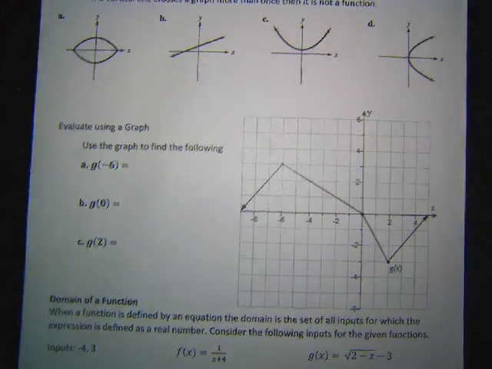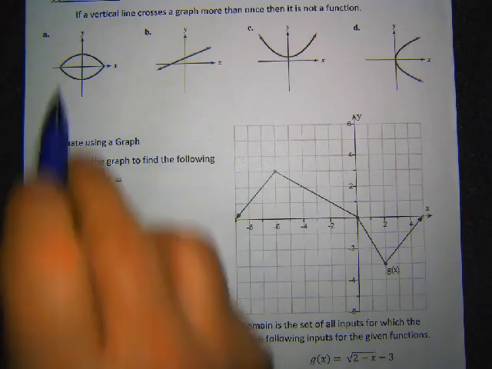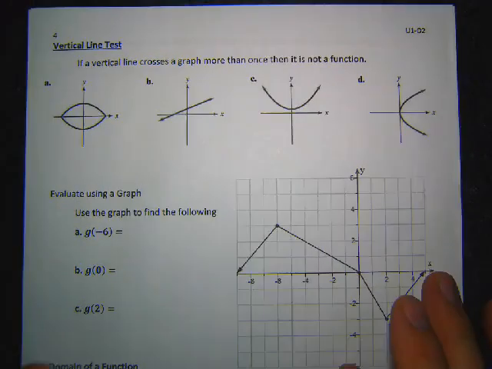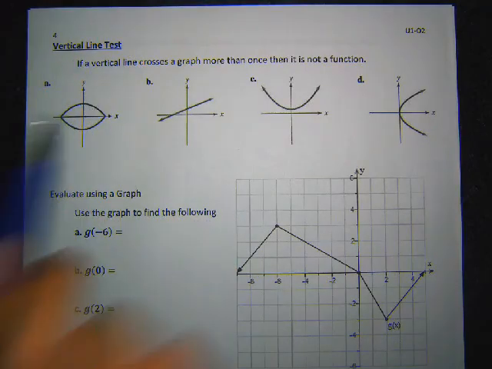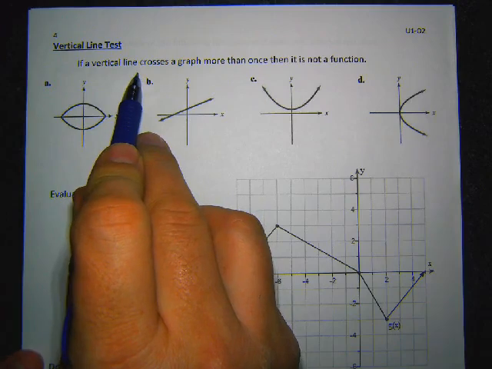Okay, a couple more things to talk about with graphing. We're getting close to the end. So the next thing is what we call the vertical line test. The vertical line test says that if you have the graph of a function and you draw a vertical line, you should only be able to cross it once.